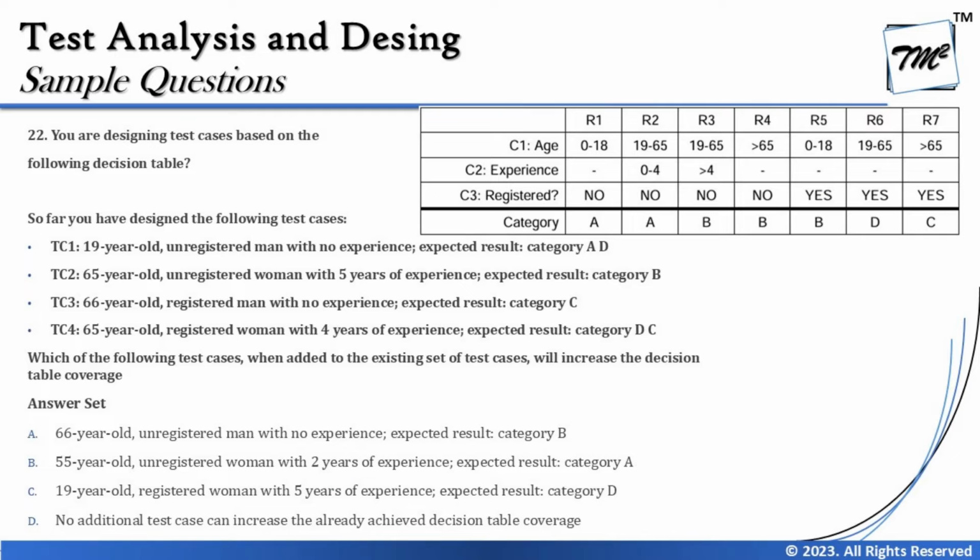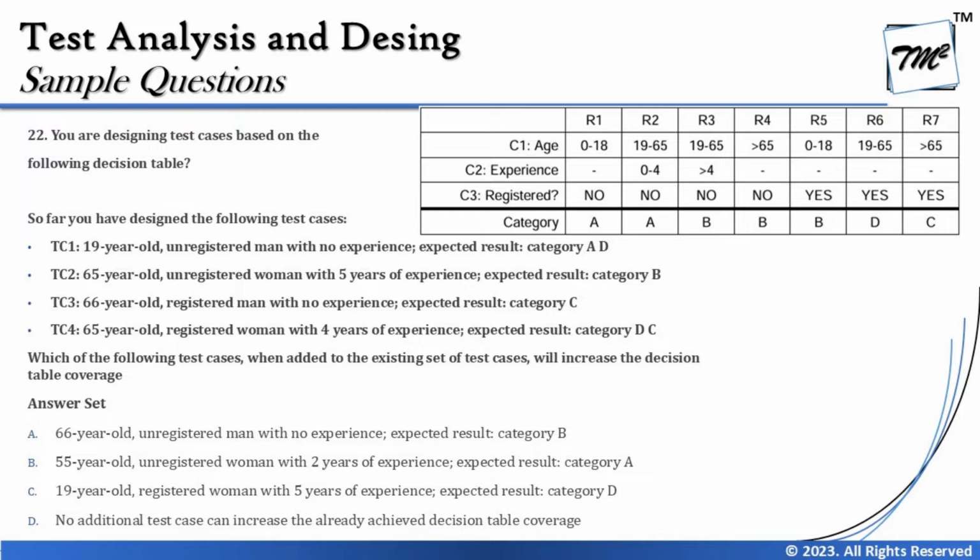The question is trying to ask us which of the following options has a test which would increase the coverage. That means anything other than these 4 combinations. Anything which would be repeated should not be counted, and anything which is additional to these 4 tests should be taken into account. So let's start solving that.